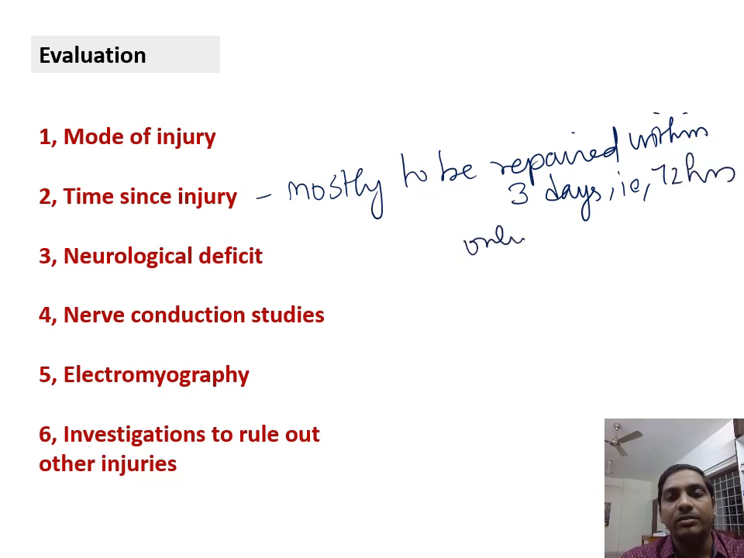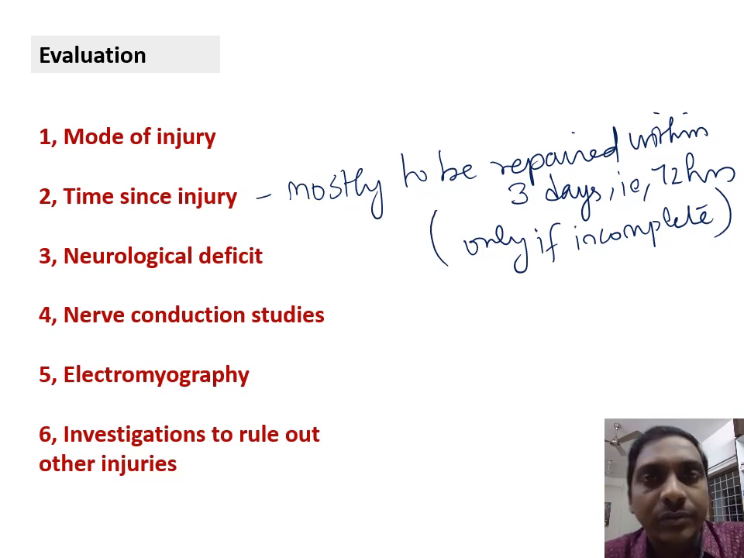Only if complete. If incomplete, we can always wait for 3 months for nerve recovery to occur. That too holds good only for blunt trauma or compression neuropathies, not for cut wounds. Cut wounds and lacerated wounds, for example open wounds or open trauma, will always require exploration, right? And the degree of neurological deficit, and finally investigations to rule out other injuries before treating this condition.